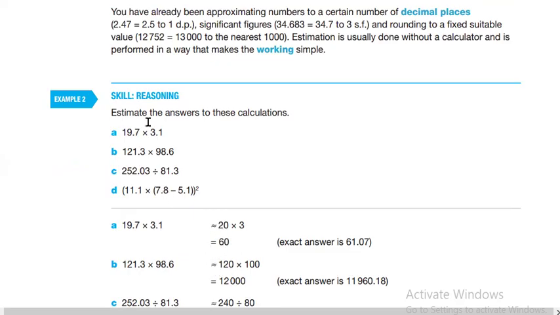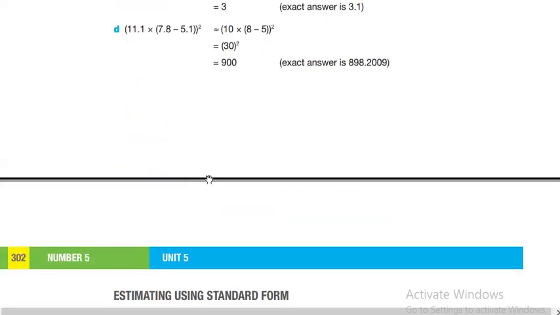And then if they ask me to calculate, I can do calculating by using a calculator, and the exact answer will be something like this, 61.07. So the idea of estimating means make it easier for you to calculate. For example, here we have 121.3. I'm going to make this 120. And this one, I'm going to make it 100. And 120 times 100 is going to be 12,000. And that's the whole idea of estimating.